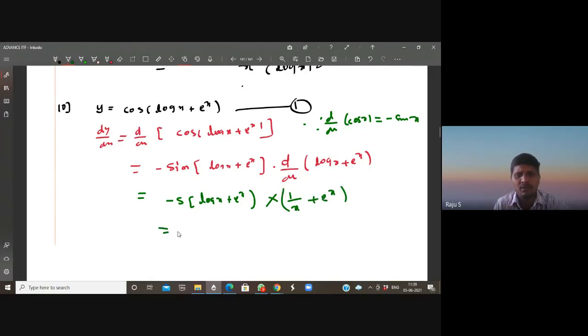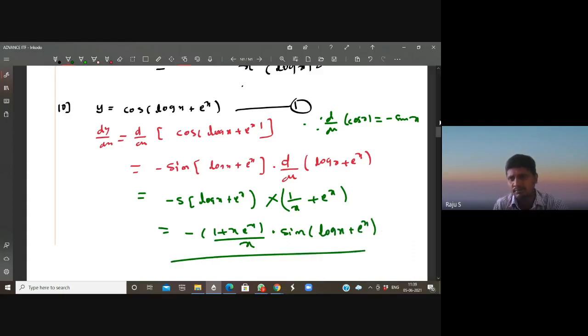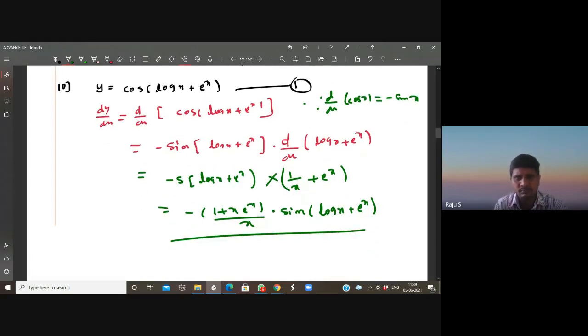Even if you want, you can take LCM here. When you take LCM, we get minus of (1 plus x e power x) all divided by x into sine of log x plus e power x. That's it. Okay. Clear?